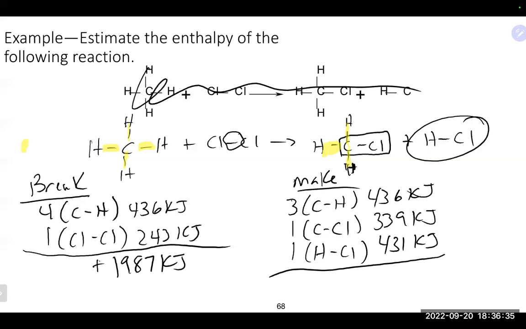We add all that together: 3 times 436 plus 339 plus 431 gets us 2078 kilojoules. Now, because making bonds is an exothermic process, all these numbers are negative, giving us a negative value for this. Any questions on that?